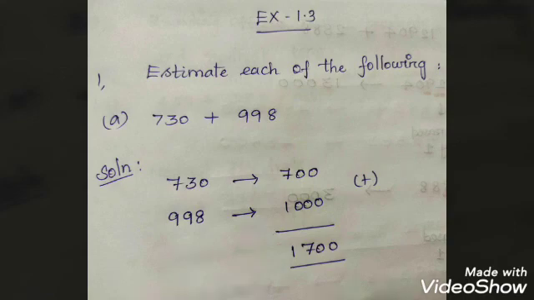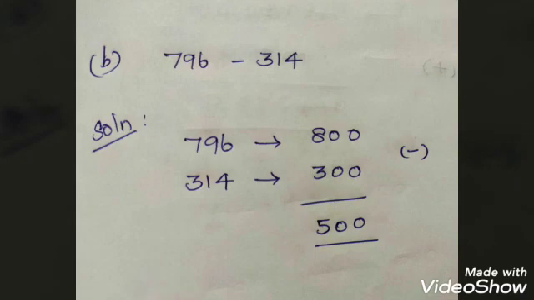730 plus 998. First take the number 730. First we should round off. See your tens place, 3 is there in 730. 3 is less than 5. So 700 will be the rounded value, right? Next 998. See your tens place, 9. It is greater than 5. So what will happen? The ones, tens, hundreds. The hundreds will be increased by 1. So 9 is increased by 1, so 10, and the remaining 2 digits 0. So 1000. 730 is rounded off to 700. 998 is rounded off to 1000. So 1700. Is this clear?